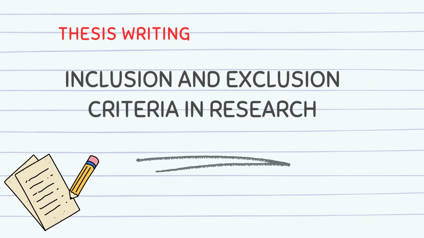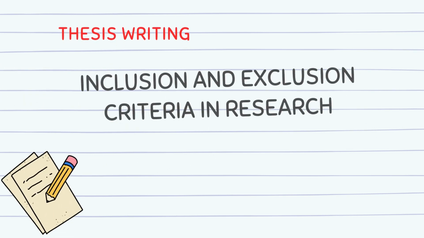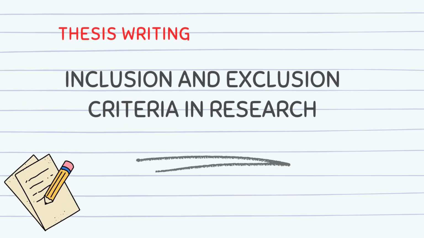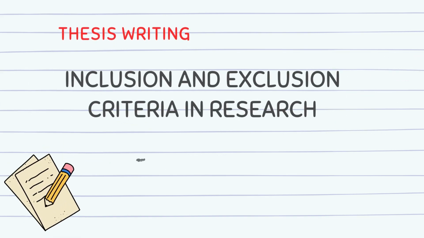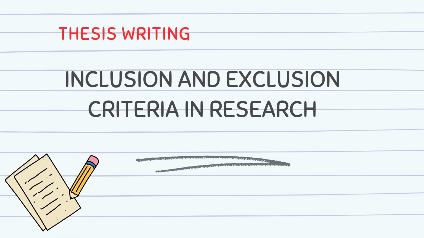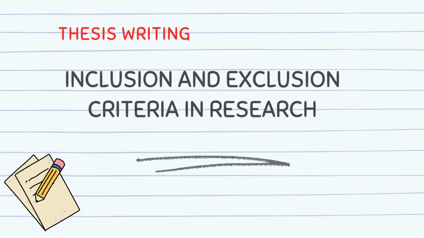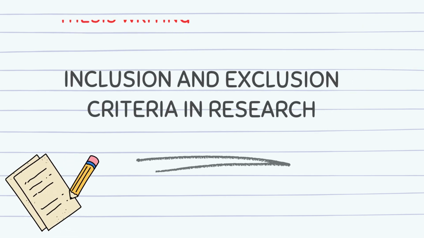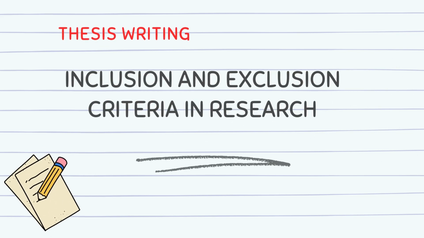Inclusion and exclusion in instrumentation. Even your tools or instruments must follow these rules. For example, excluding responses with incomplete answers in a survey. Cite it in Chapter 3, Methodology. These criteria should be clearly listed in Chapter 3 of your thesis under the Sampling Procedures or Population section.